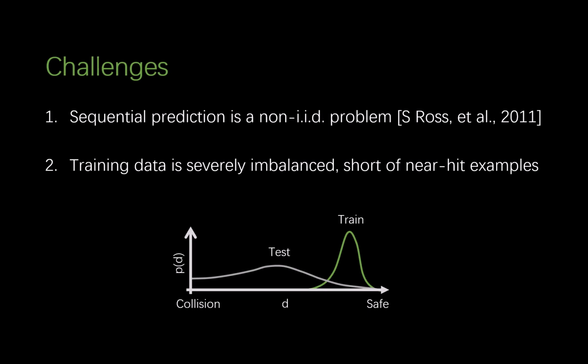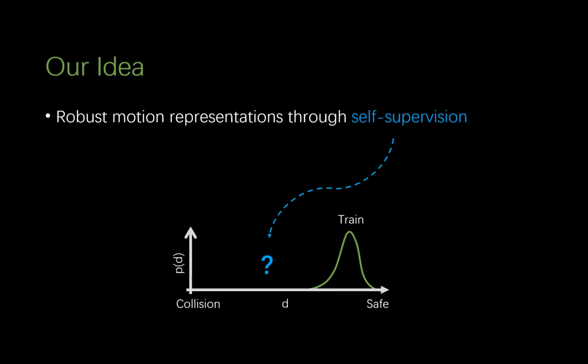The sequential model is trained in safe spaces but tested in more dangerous scenarios. It's known that conventional machine learning models are not good at out-of-distribution generalization. Given such an ill-distributed training dataset, how can we learn a robust model for closed-loop sequential prediction? In this work, we aim to address this challenge by promoting robust motion representations through self-supervision.